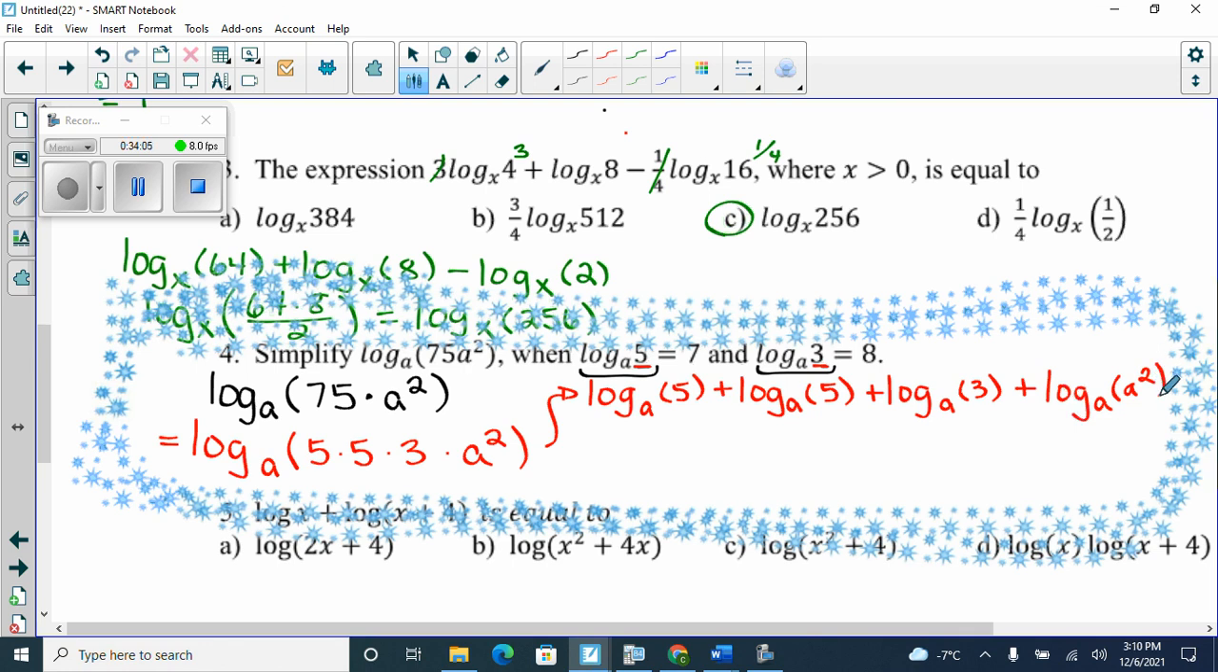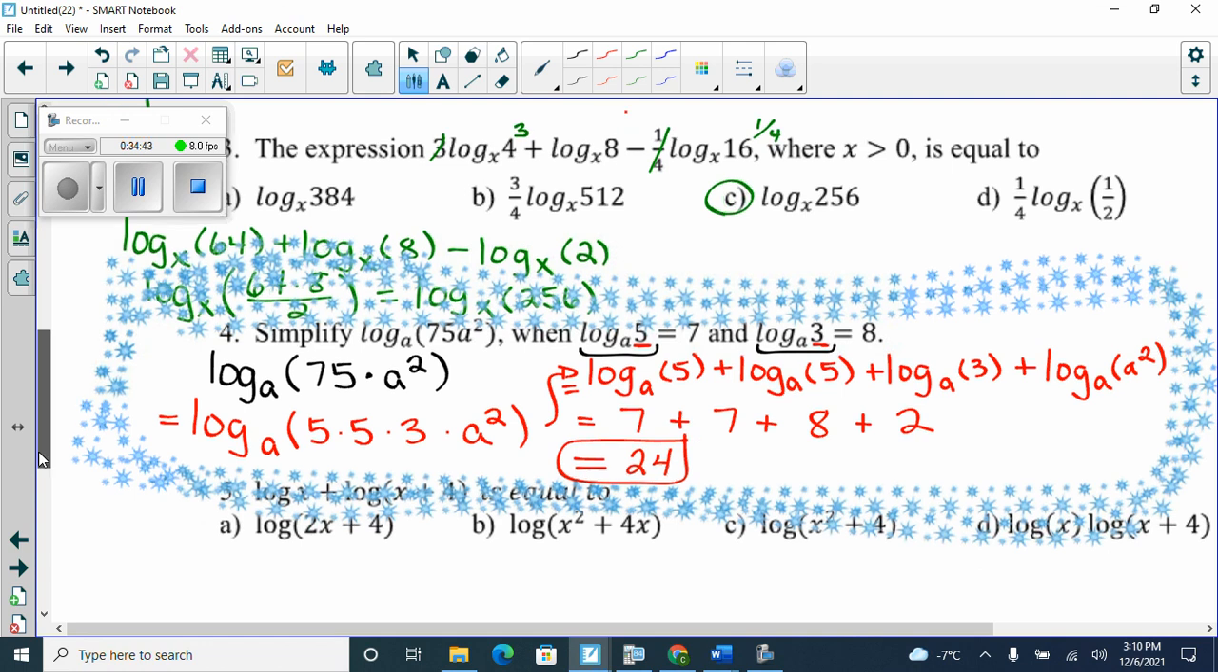Now I have log base A of 5s and I have log base A of 3s. I just didn't have 75, right? So log base A of 5 is the same as 7 plus log base A of 5 is the same as 7 plus log base A of 3 is 8. And then what's log base A of A to the 2? 2. When these match, the answer is the exponent. And it actually works out to be just one number. 24. Who thought it was going to end up that way?